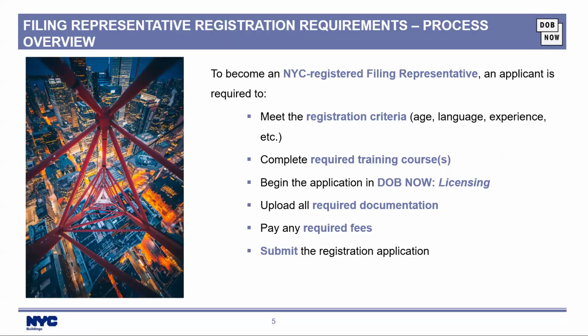To become a New York City registered filing representative, an applicant is required to meet the registration criteria, which we'll talk about in just a moment, but things like age, language, experience, and so on. They're required to complete the required training course or courses. They must begin their application in DOB Now licensing. Once this goes live, all applications must begin in DOB Now licensing. If you have already submitted an application through, it will continue, as Diego mentioned. You'll be required to upload all required documentation, pay the fees, and submit the registration application.